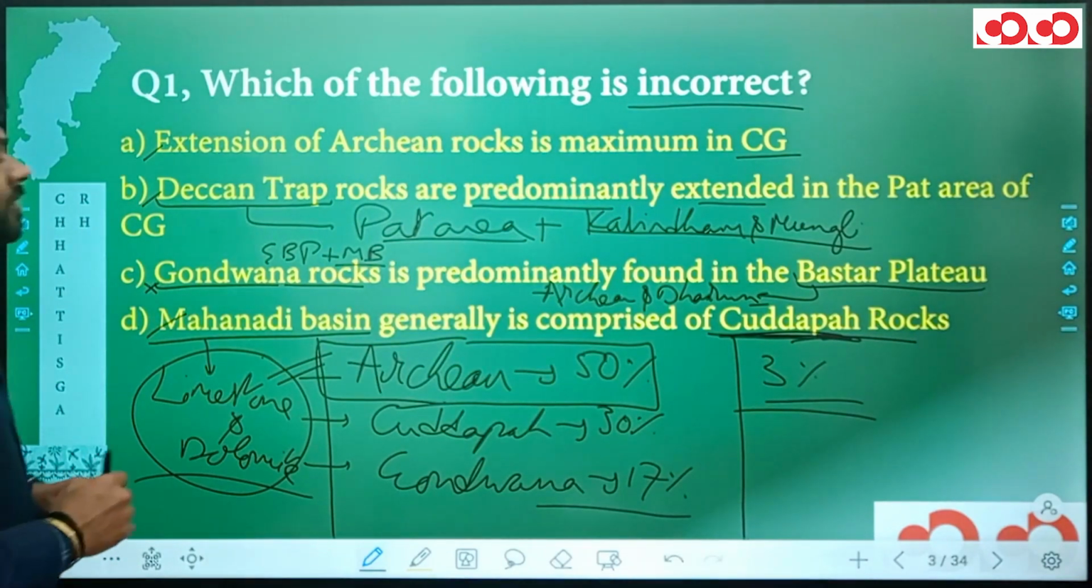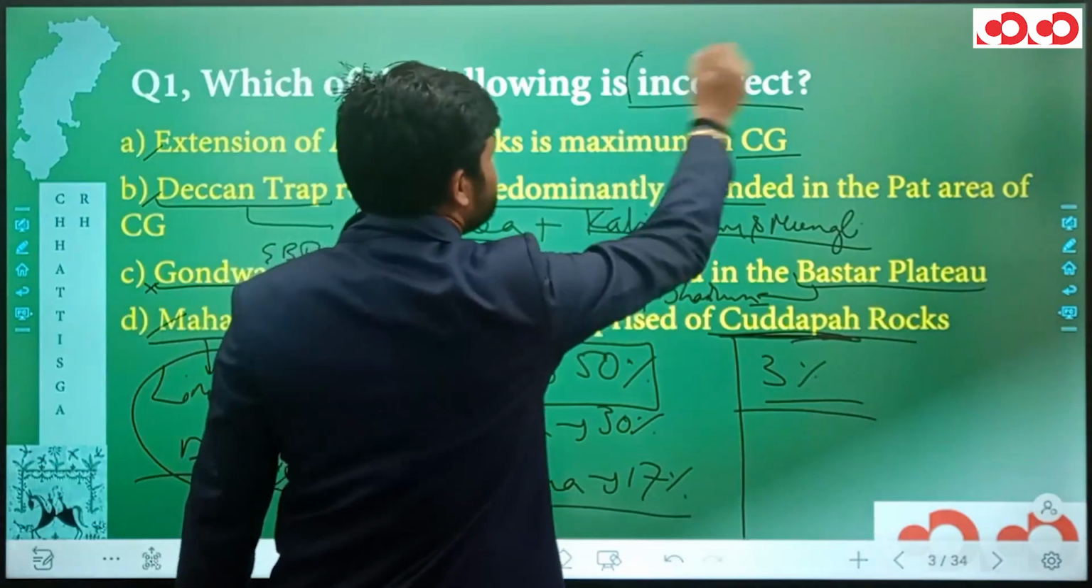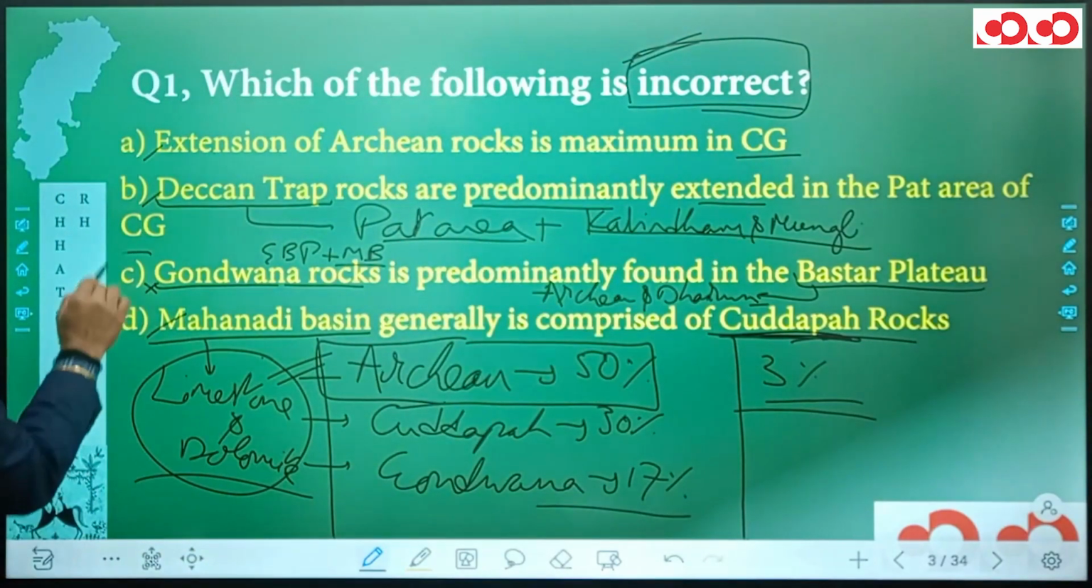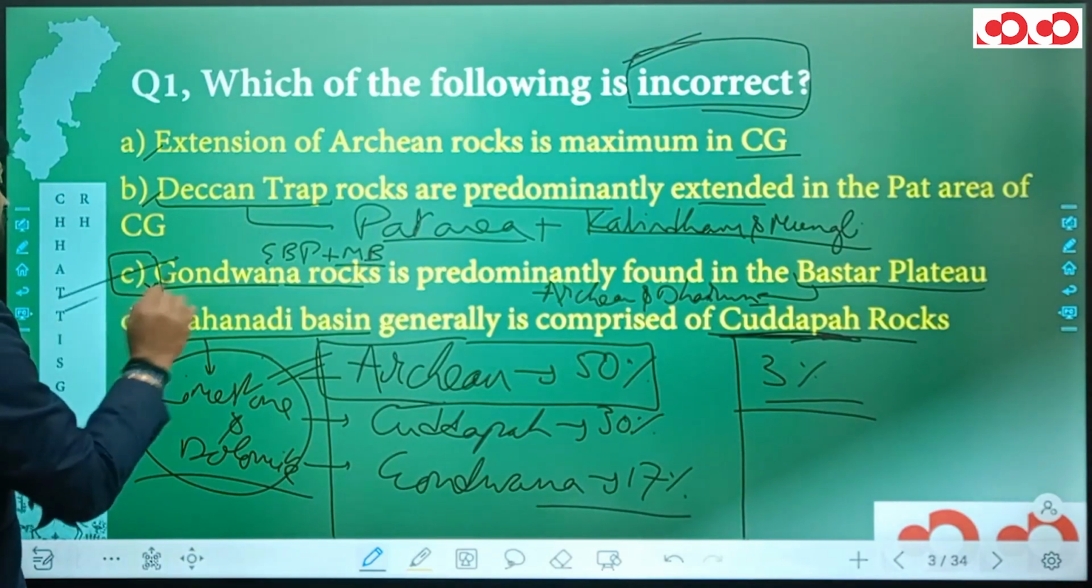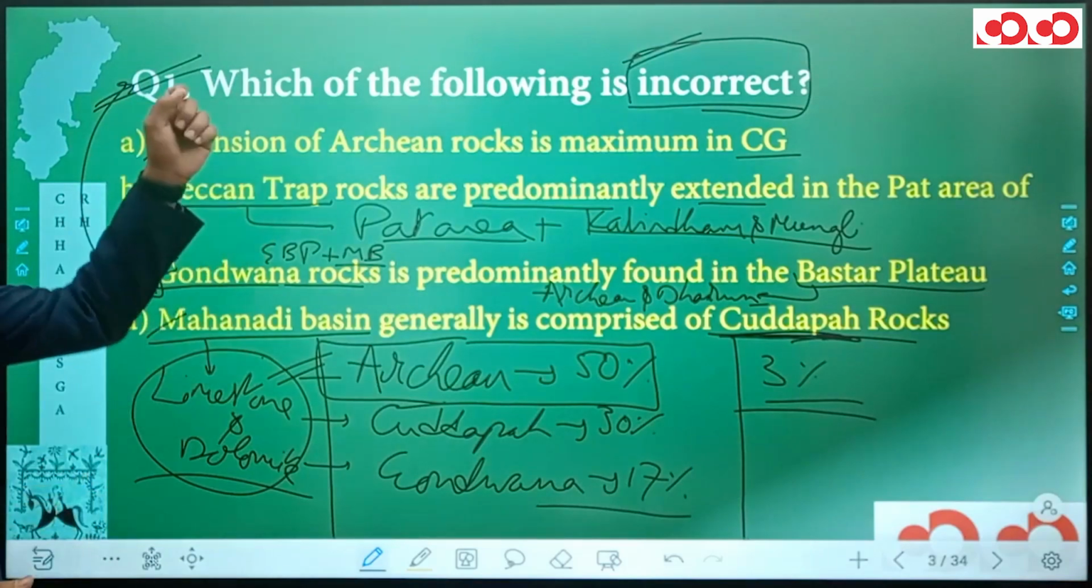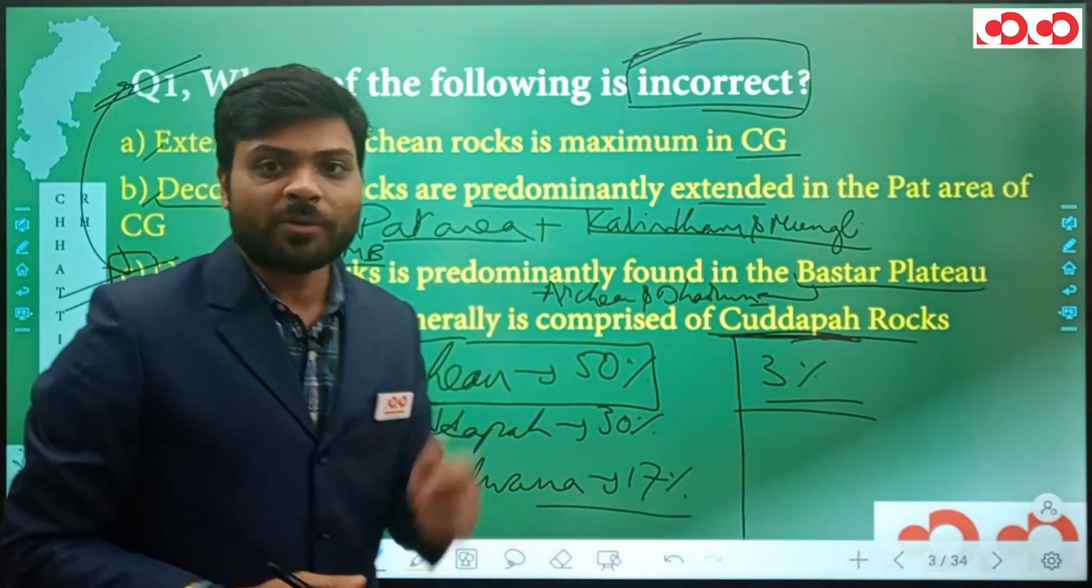Now in the question, what do we have to tell? We have to tell which of the options is incorrect, and we have seen this option C is incorrect, and hence option C is going to be the right answer for our question number 1. So this was all about the first question.